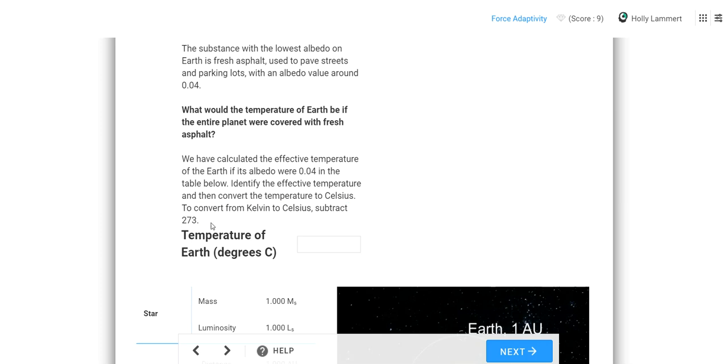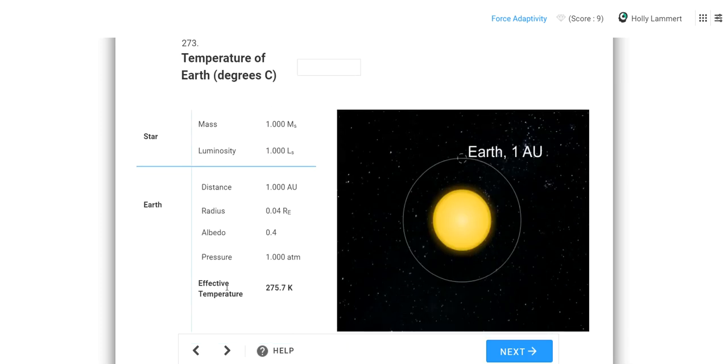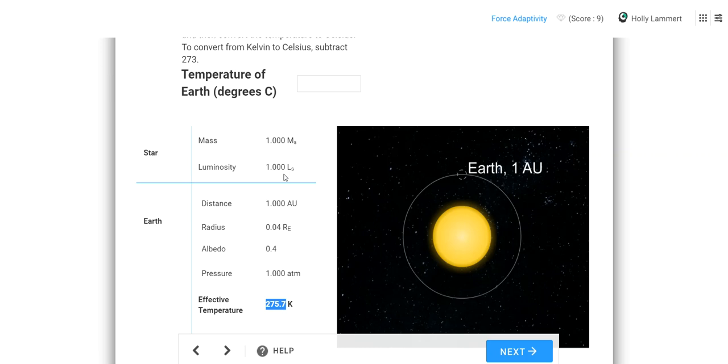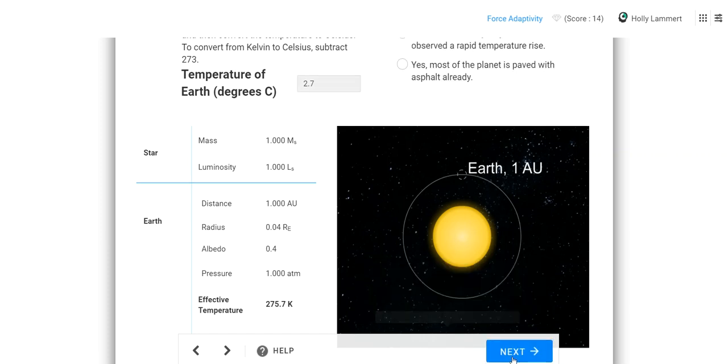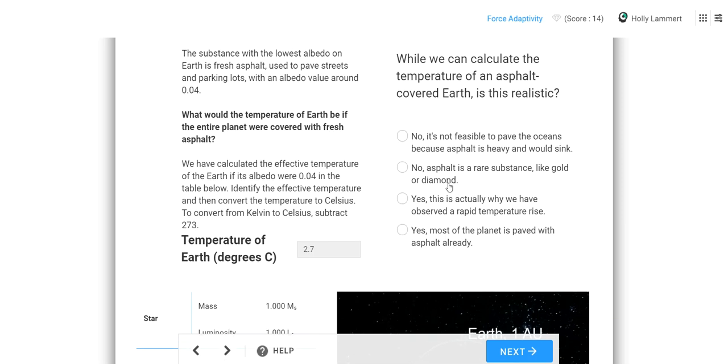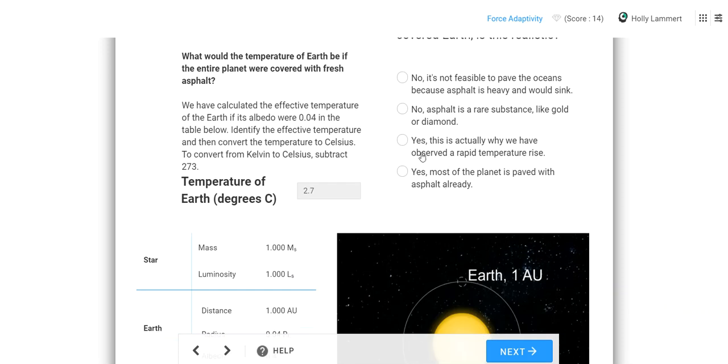So we're subtracting 273. Okay, so the effective temperature given that would be 275.7. If I subtract 273, I am at 2.7. Okay, so we paved Earth and it would absorb enough heat to support liquid water without an atmosphere. Pretty neat. While we calculate the temperature of an asphalt-covered Earth, is this realistic? No. Okay, yeah, you can't pave the oceans.